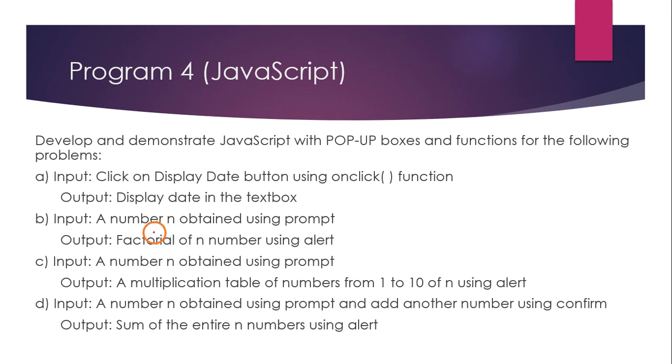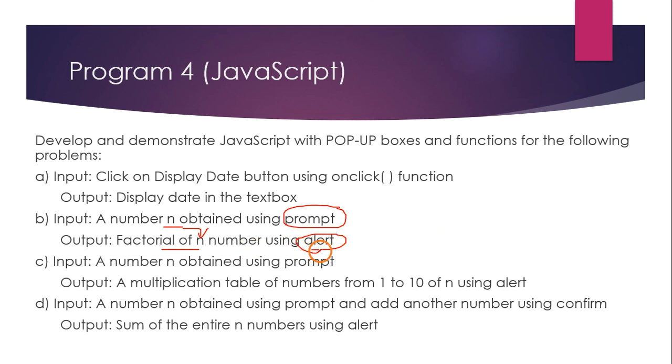So in this program they are asking us to read a number by using prompt. Prompt is used to read input in JavaScript. After reading this number n using prompt, they are asking us to calculate the factorial of that number n, and display the result using alert.